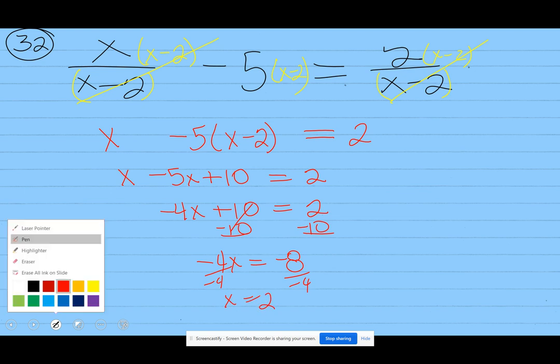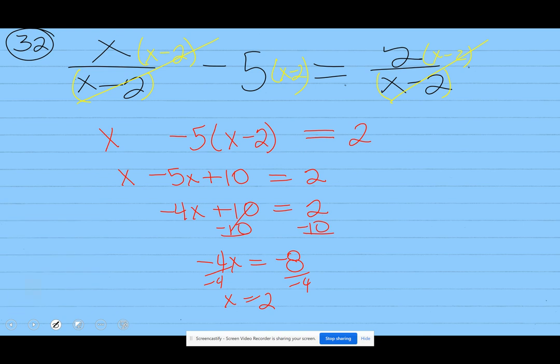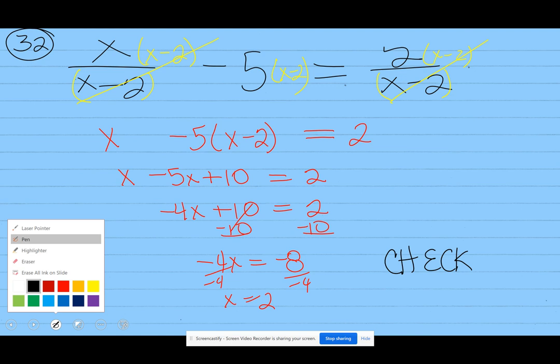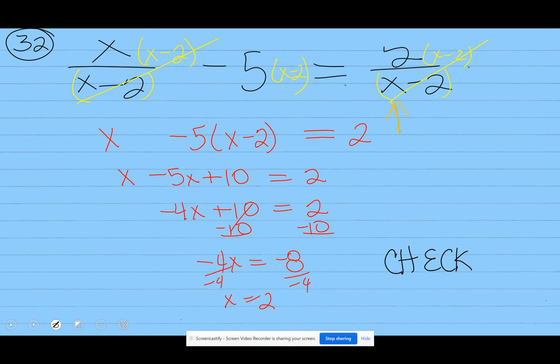This is one we have to check. What happens when I put a 2 up here? You can't see that green. If I put a 2 right there, I get a 0. If I put a 2 in for x, I'm going to get a 0. Does not check. I cannot have a 0 in the denominator. Does not check. This is a no solution.